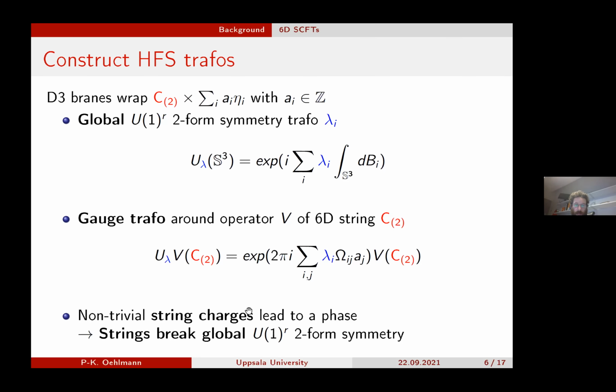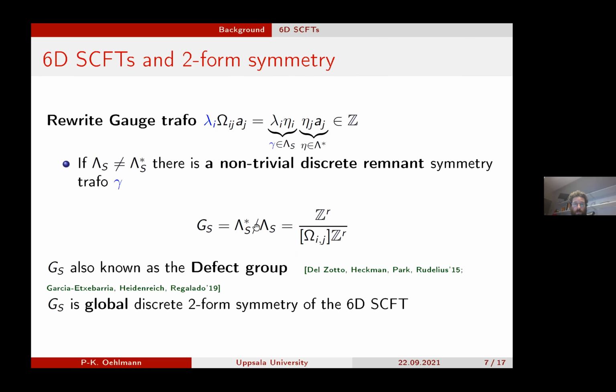But now you will actually see that there is a certain remnant symmetry that you can still write down. And the way you can see it is if you essentially rewrite this phase factor here, which is in Z, and you rewrite your symmetry transformation lambda_i times some eta_i. So here I just rewrote the intersection pairing into a geometric object, namely gamma is now identified with some element in Lambda_S.